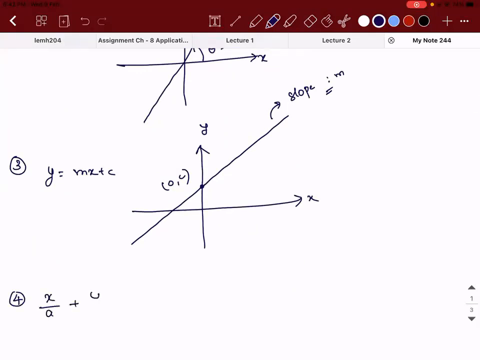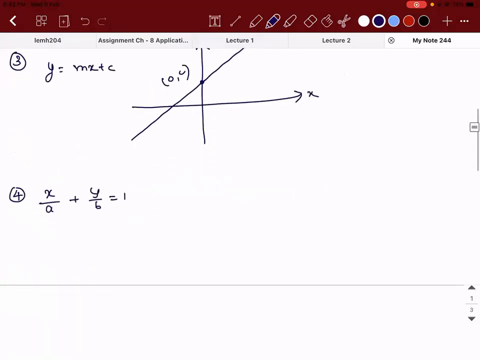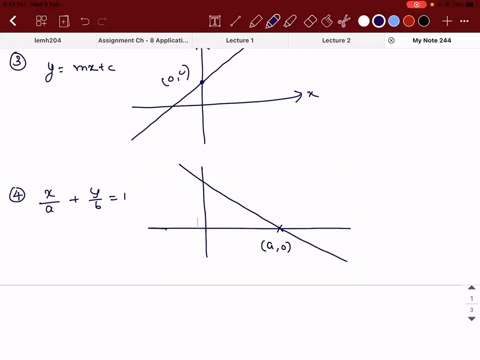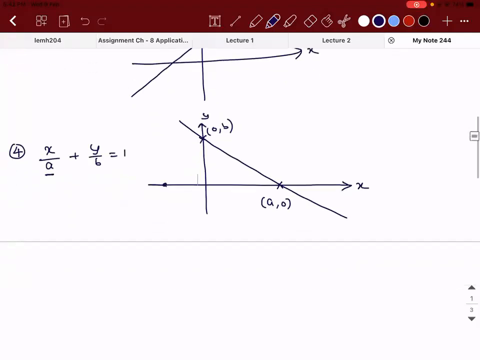Fourth, x by a plus y by b is equal to 1. For x by a plus y by b is equal to 1, the line is like this, where this point is a comma 0 and this point is 0 comma b. You need to be very careful seeing whether a is positive or negative. If a is negative, then it will come on the left hand side. If b is also negative, that will also come on the left hand side. Depending on that, you need to be wise enough to choose the correct quadrant. This is all about straight lines.